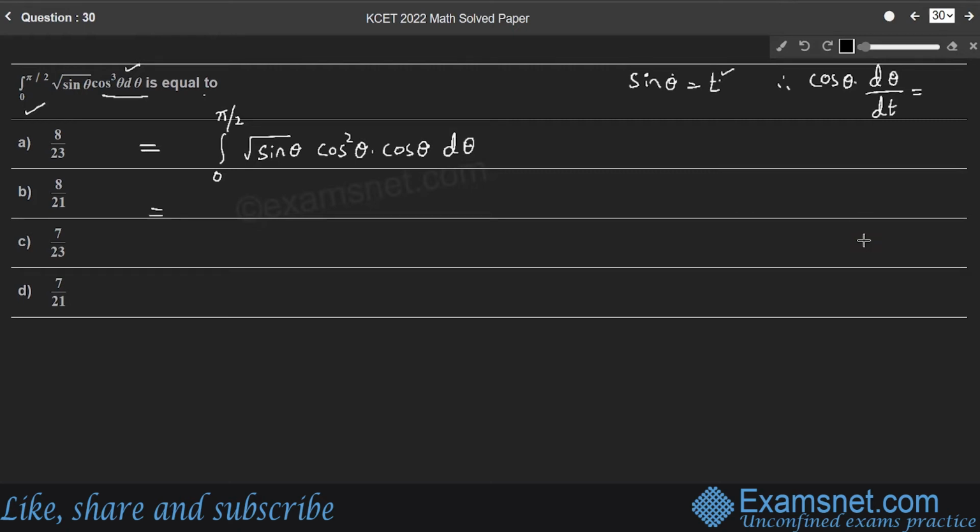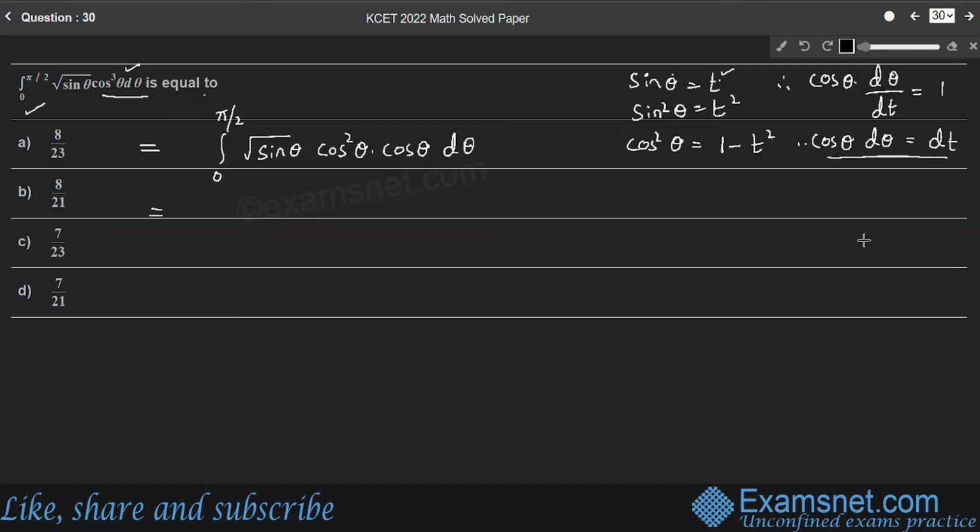is equal to the derivative of the RHS, dt by dt with respect to t. Therefore, dt by dt is 1. Therefore, cos theta d theta is equal to dt. And if sine theta is t, sine square theta becomes t square, right? And cos square theta is equal to 1 minus sine square theta, which is nothing but 1 minus t square. And cos theta d theta is equal to dt.